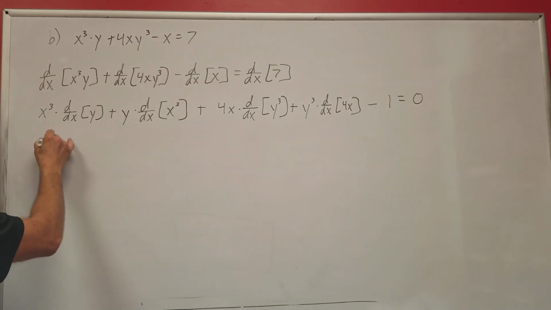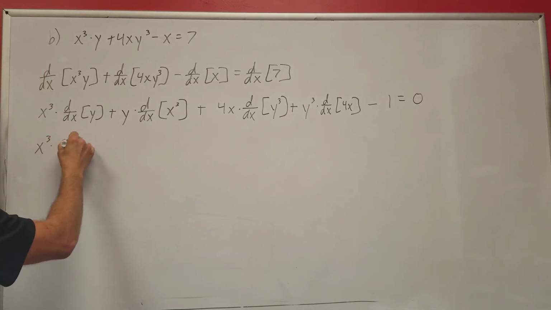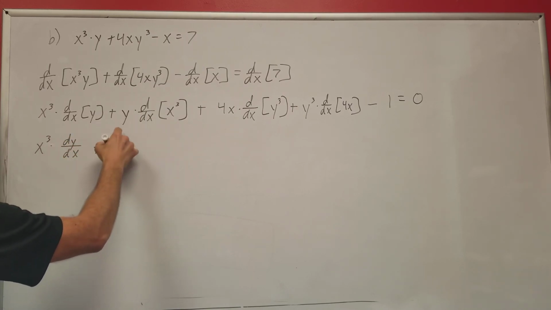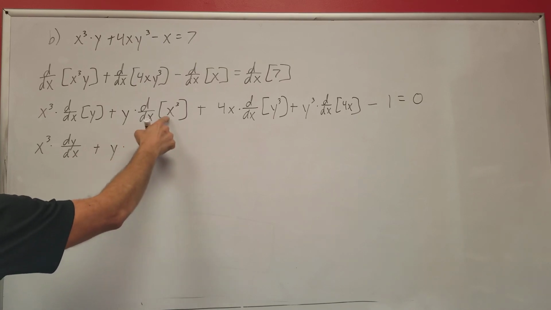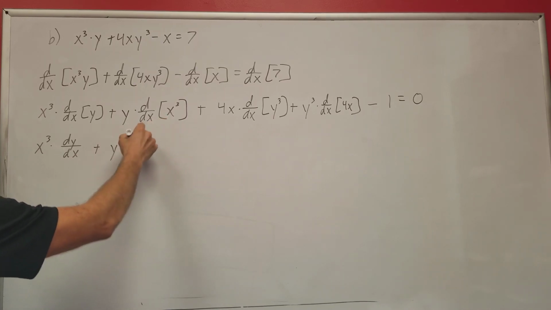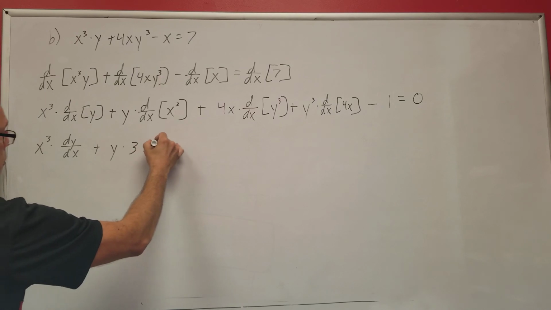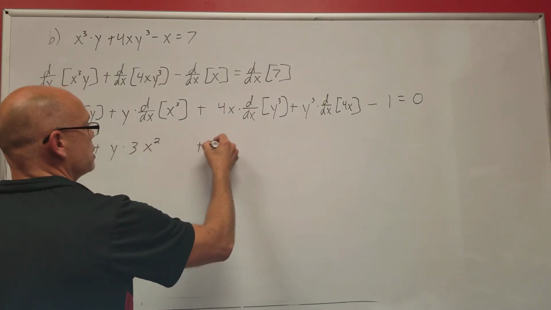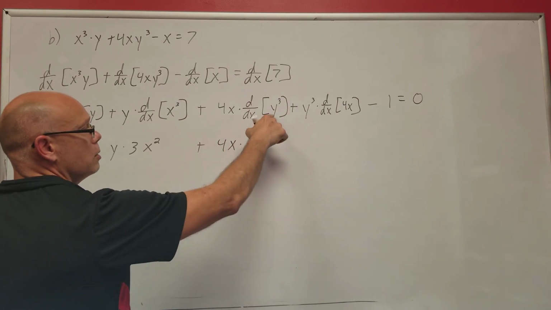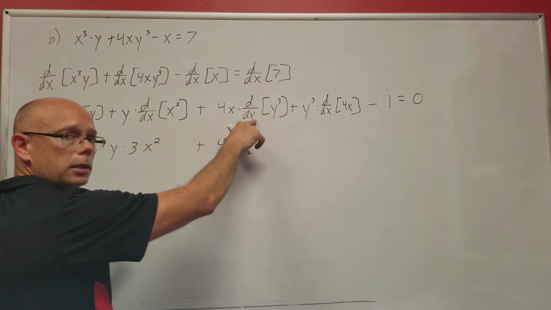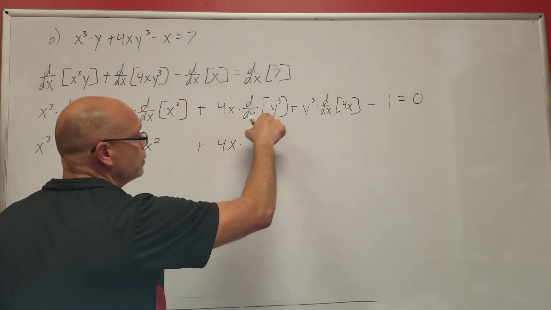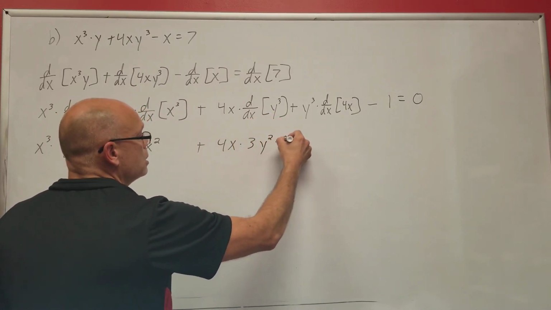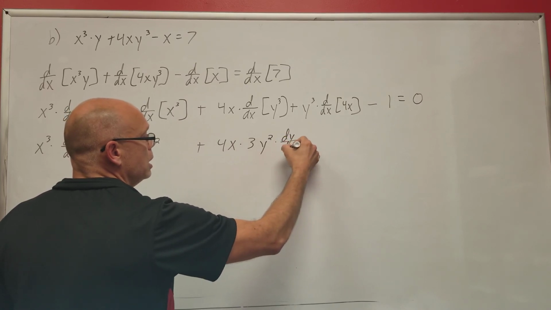Over here we have x cubed. This I can write as dy over dx. Plus, bring down your y. What's the derivative of x cubed with respect to x? 3x squared. Plus 4x times, what's the derivative of y cubed with respect to x now? These variables differ, right? So I'm going to have to say 3y squared times dy over dx.